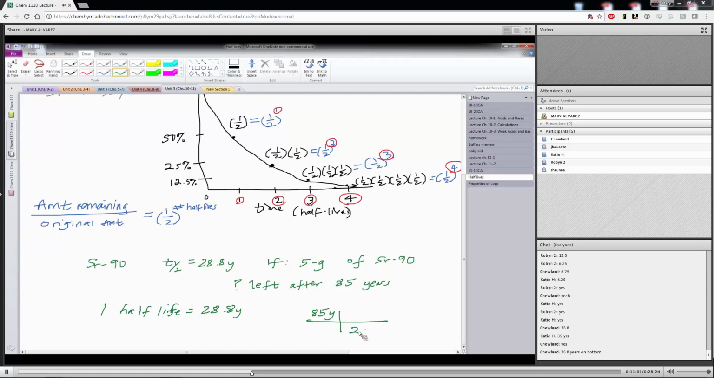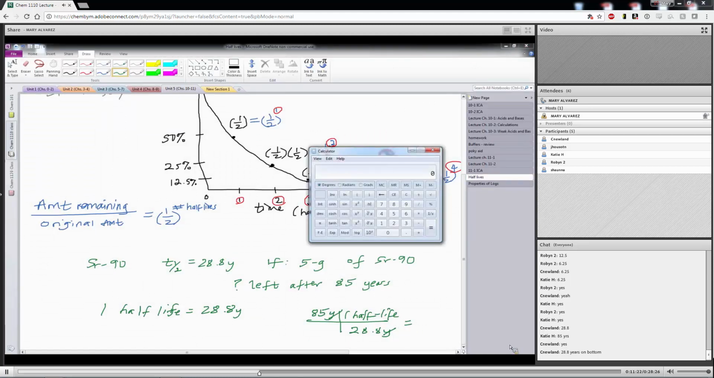28.8 years on the bottom, and 1 half-life on the top. So I'll cancel out years and that will give me an answer in units of half-lives. So let's say here, I've got 85 divided by 28.8. So I've got 2.951 half-lives have passed.